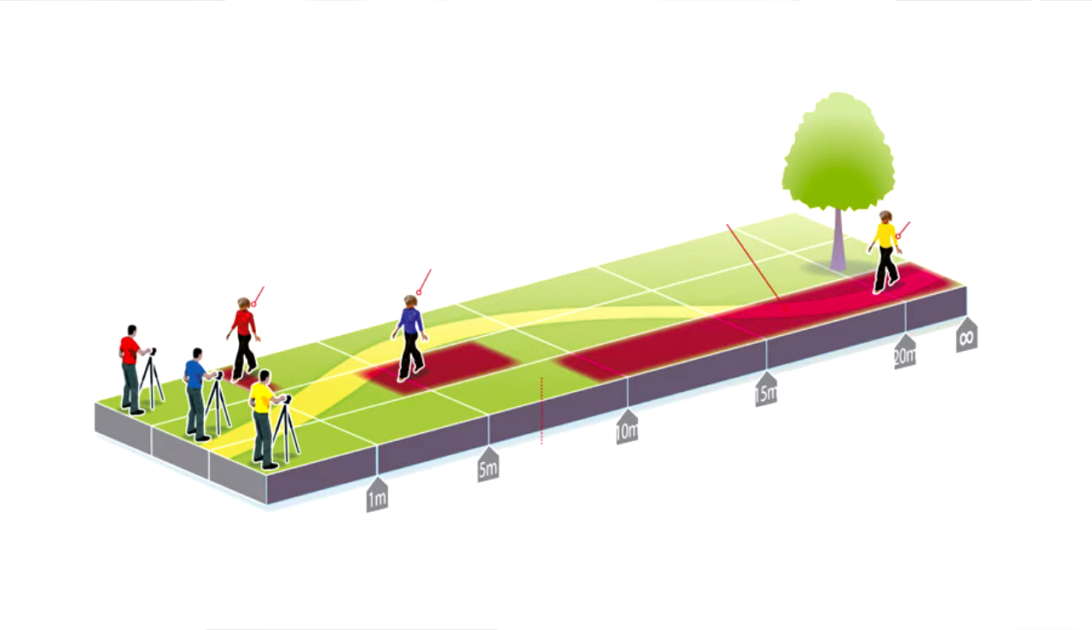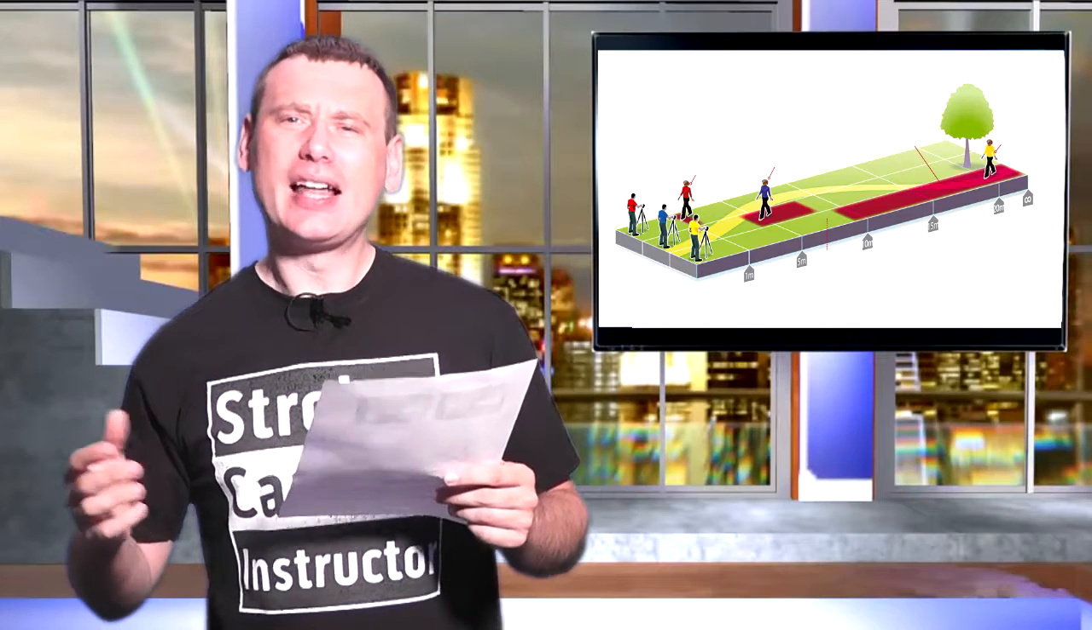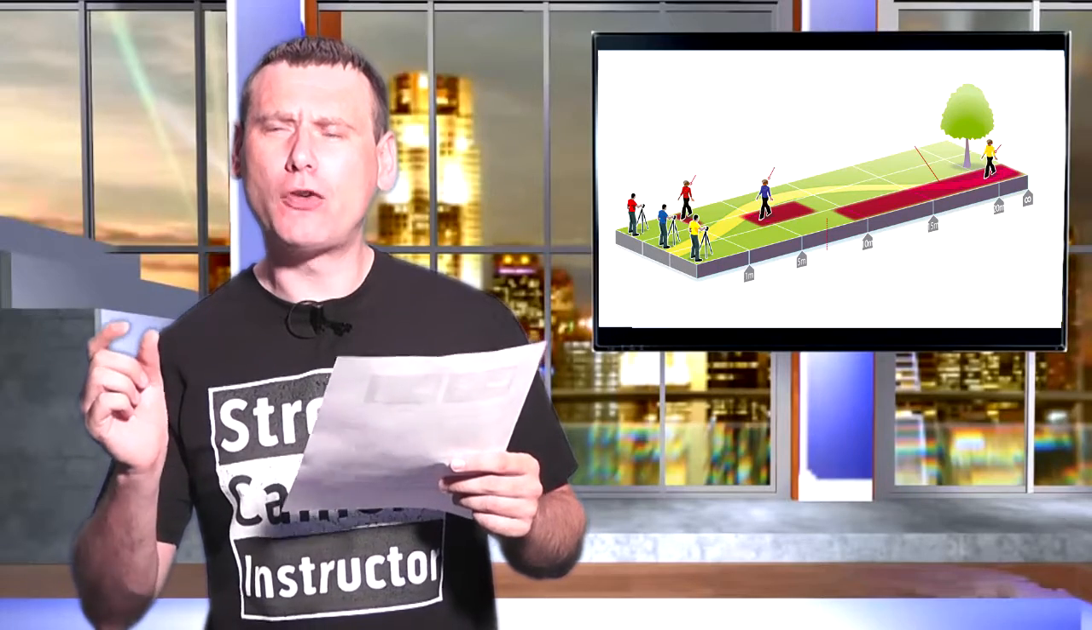Now we can see this diagram and we can see the photographer on the left. The red bar indicates the zone of sharpness which I'm talking about. The photographer on the left is basically using a wide aperture. We know they're using a wide aperture because the red bar represents a shallow zone of focus, and that is what a wide aperture does. It gives you a shallow zone of focus.